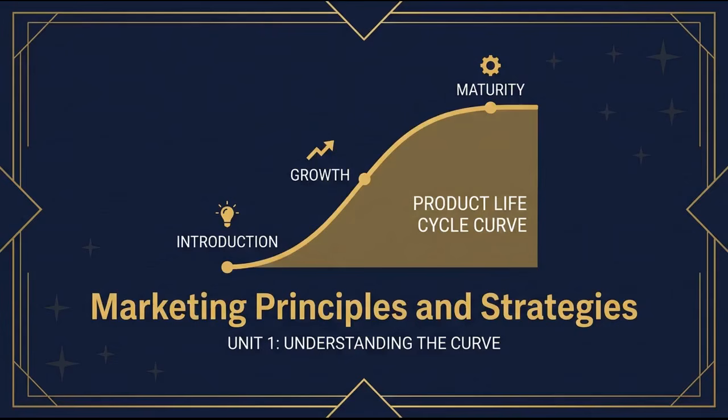With data in hand, firms use market segmentation to divide the market into groups of consumers with similar characteristics, allowing them to target their offers effectively. A core marketing tool is the 7 Ps: product, price, place, promotion, people, process, and physical evidence.